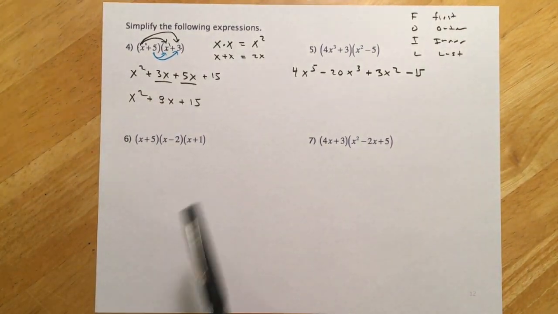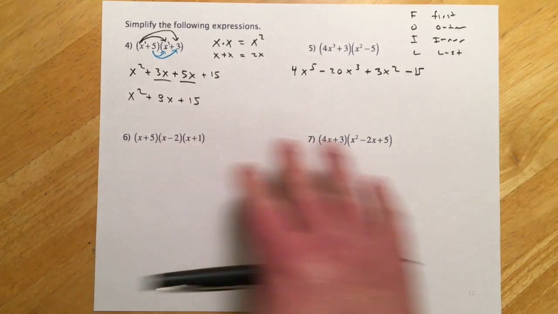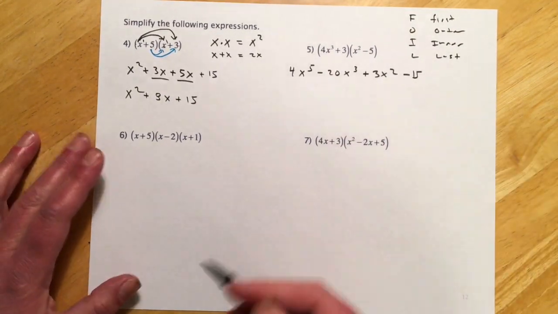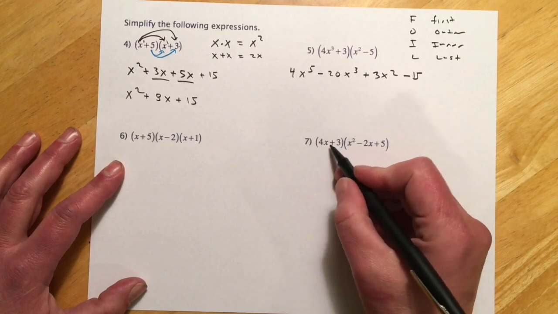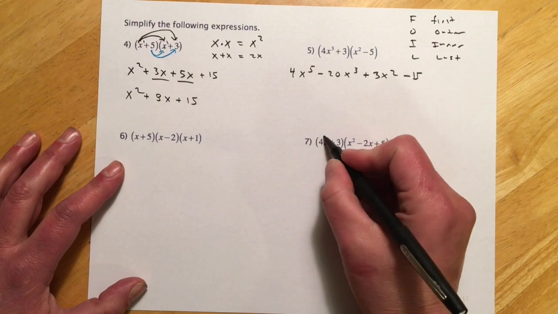These next two, I actually have them in backwards order, so I'm going to do 7 first, because we're going to turn 6 into 7 in a second. So let me start with this one. And this is where I was saying it doesn't spell FOIL anymore, because I could do first, but then outer, and I just missed that 2x in there in the middle.